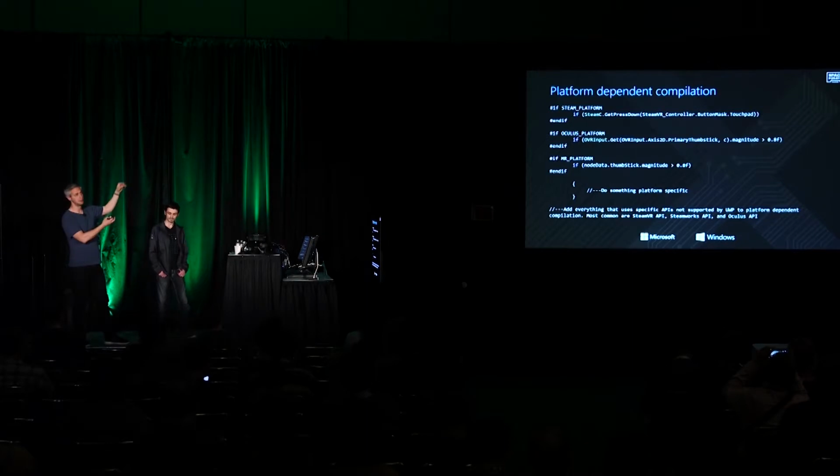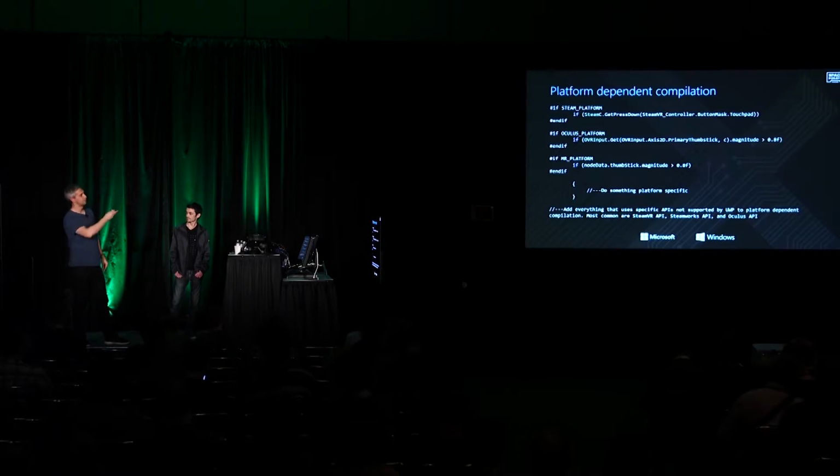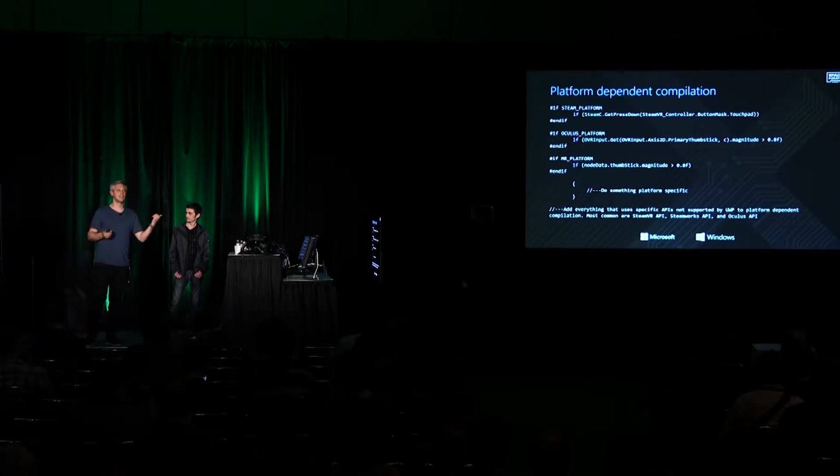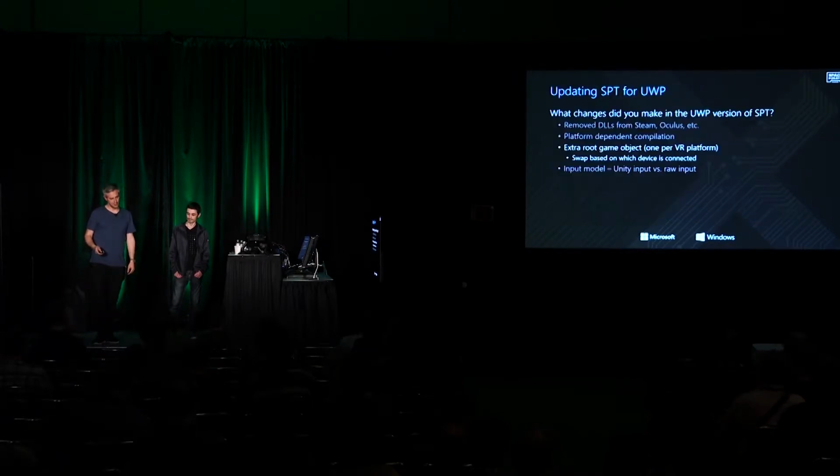For example, this is for input. So we were using raw input data. For Steam, we had one for Oculus, and then one for Windows Mixed Reality. And then we did something platform specific. Now, it's just a Unity input example. The most common that we'll use in there are Steam VR API, Steamworks API, and Oculus API. So yeah, that was a bit of work, probably the most work for porting to UWP.